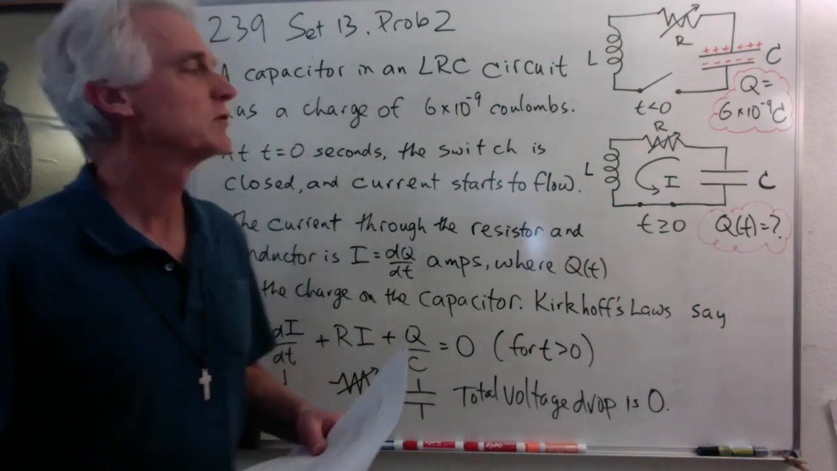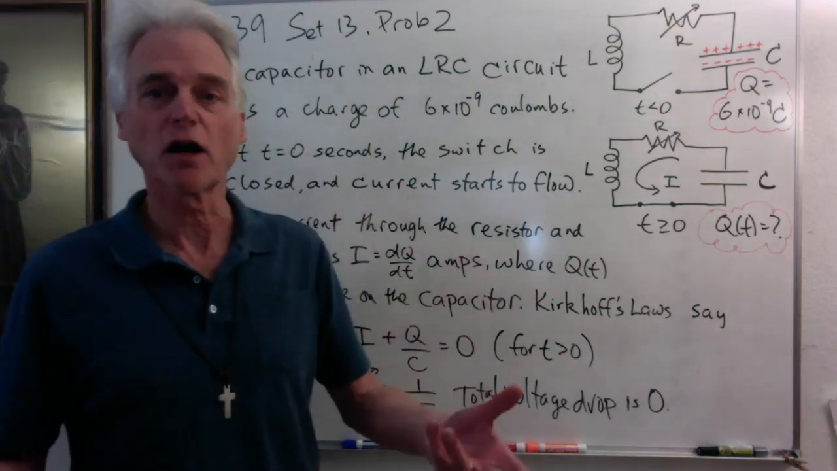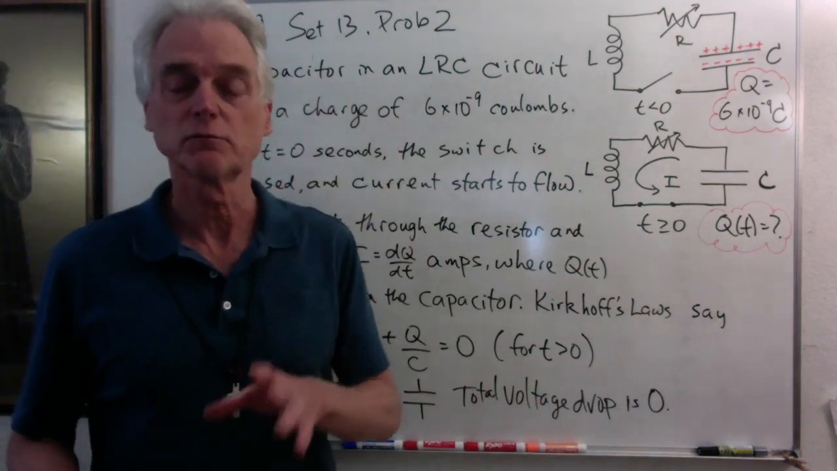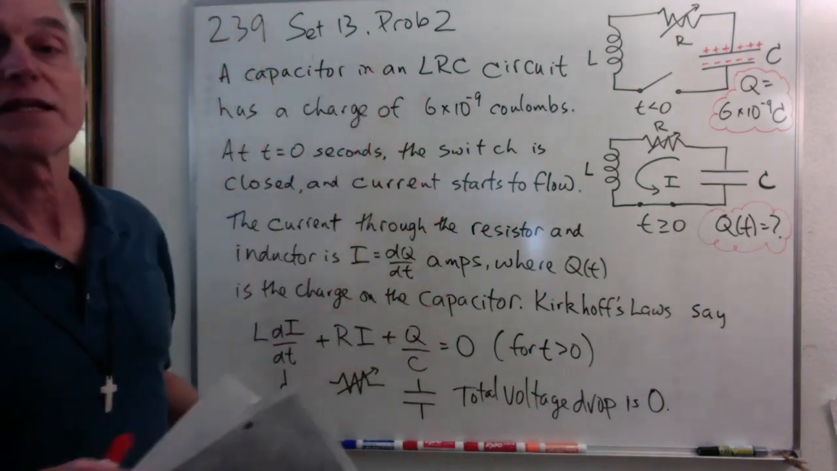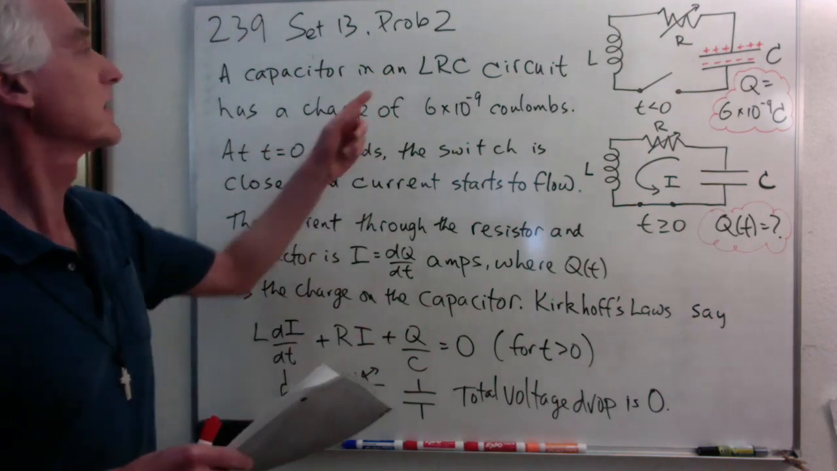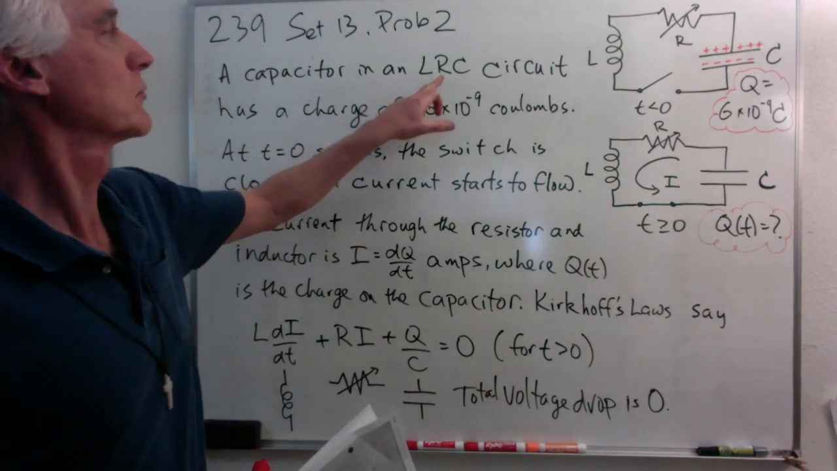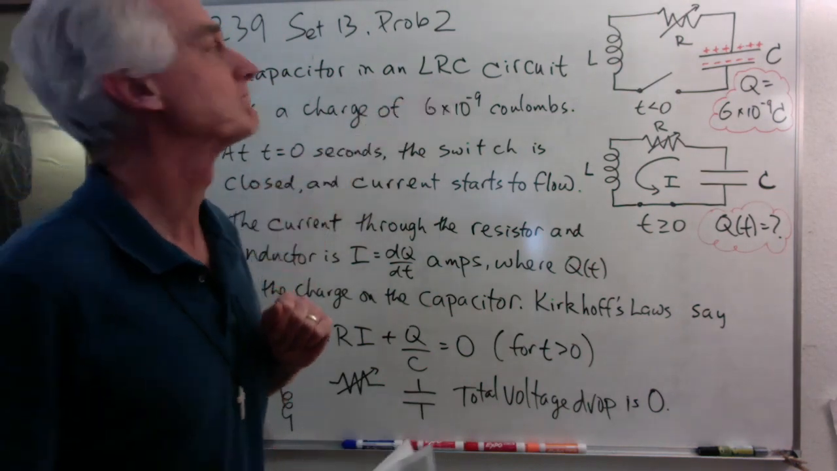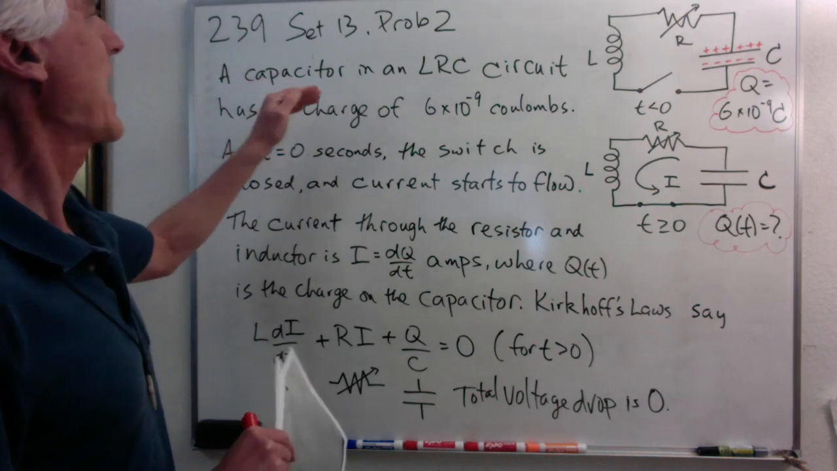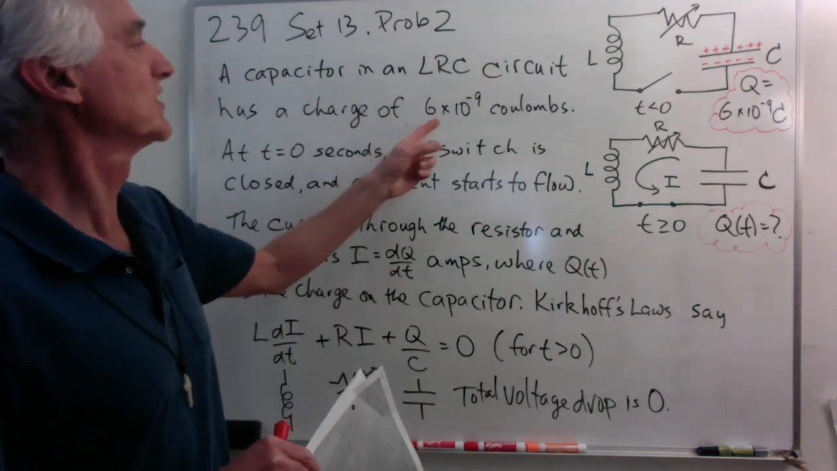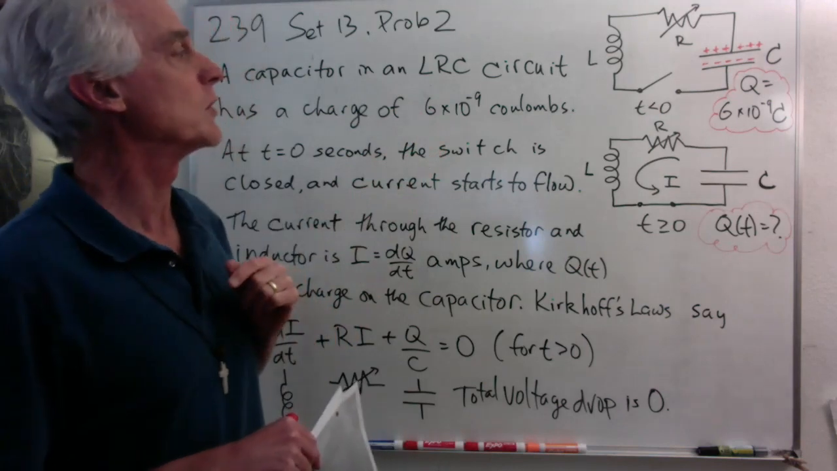Well, today I'm going to do an example, or at least start you off on the set 13, second order modeling, and problem 2. It's about an LRC circuit. Okay, that's inductor, resistor, capacitor. So a capacitor in an LRC circuit has a charge of 6 times 10 to the minus 9 coulombs.